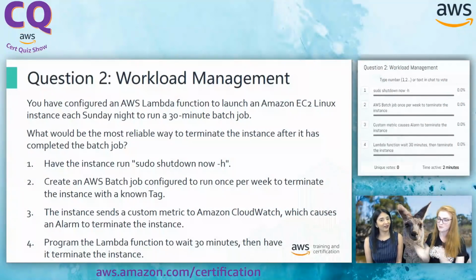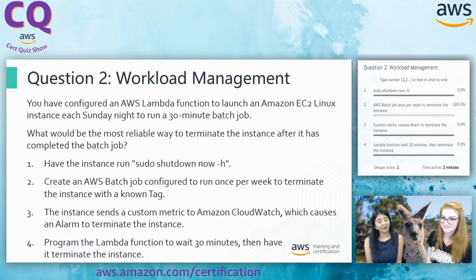Absolutely. Fantastic. Coming back to the question. If you read the question carefully, it talks about configuring a Lambda function to launch an EC2 instance every Sunday night to run a 30-minute batch job. And the expectation is that we should be able to reliably terminate the instance after it has completed the batch job. Okay. Now, if you look at the options, let's go one by one and see which one is feasible.